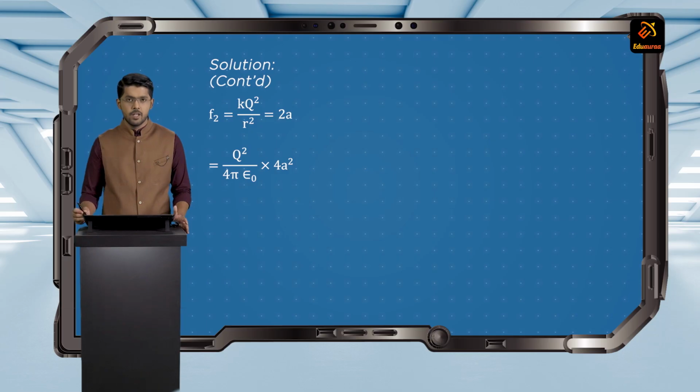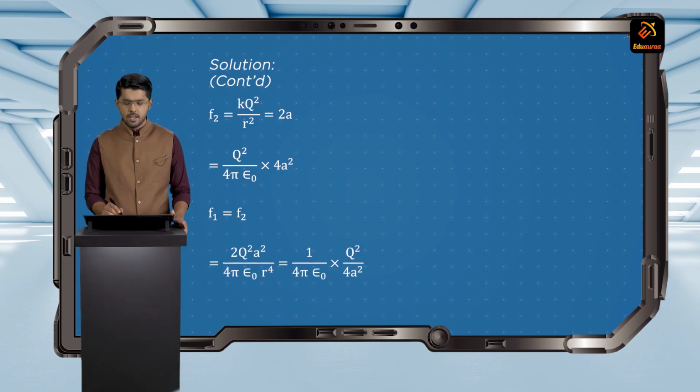Since we are saying in this question that the charges do not feel any force, that means that both these forces, F1 and F2, F1 being the force by the charge distributed in the sphere, and F2 being the force the other charge placed at the diametrically opposite point applies on the charge, they both must be equal. So let's equate F1 equals F2, and that gives us 2q square a square upon 4 pi epsilon naught r to the power 4 equals 1 by 4 pi epsilon naught into q square by 4a square.